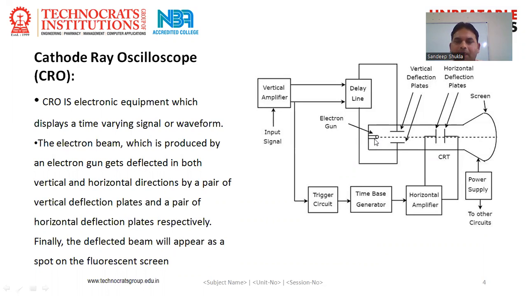You can see here, this is the electron gun, this one is the vertical deflection plate, and the second one is the horizontal deflection plate. When the electron beam is produced by the electron gun, both the vertical and the horizontal deflection plates control the electron beam and focus it on the screen of the CRO.